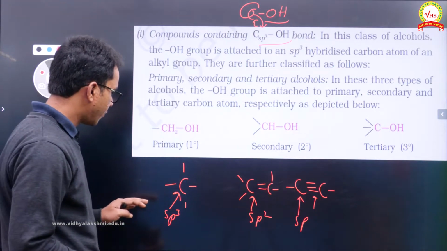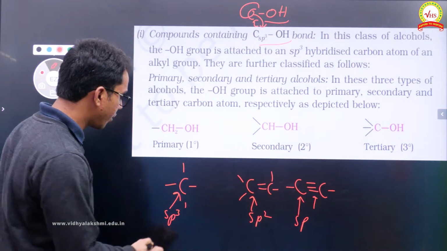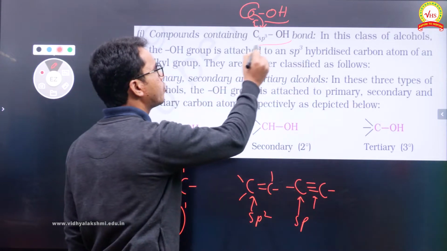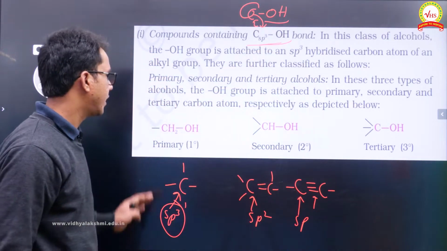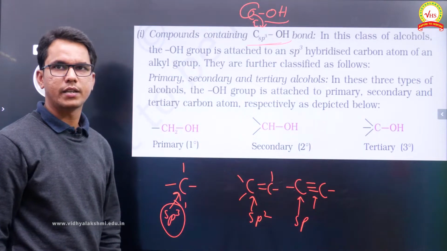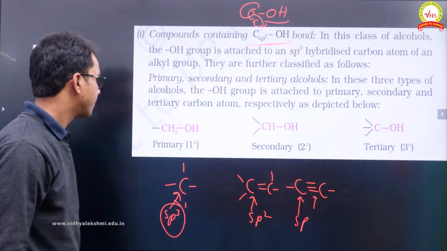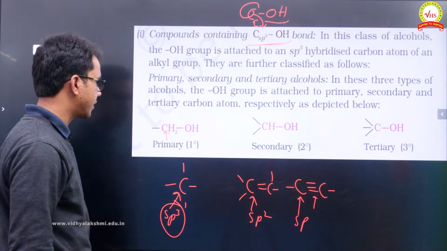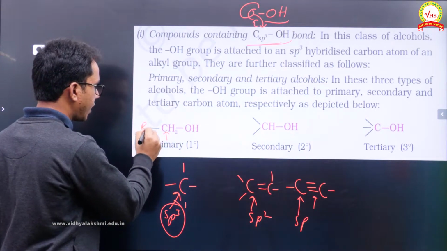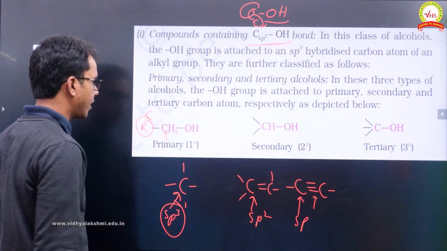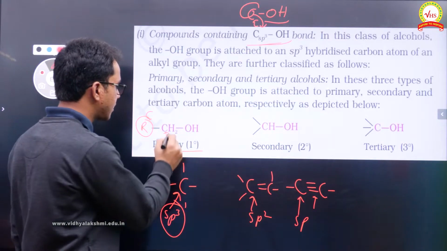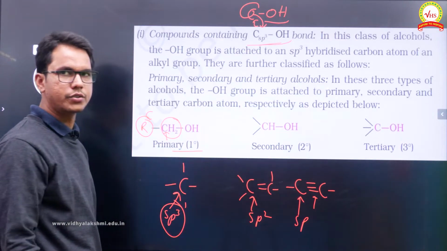Now what we are going to see here is the sp3 hybridized carbon. When the OH group is attached to an sp3 hybridized carbon, it is generally classified into three types. Let us take the sp3 hybridized carbon where the OH group is attached. If it is connected to one alkyl group or one carbon, that will come under primary alcohol. Primary alcohols always will have CH2OH.